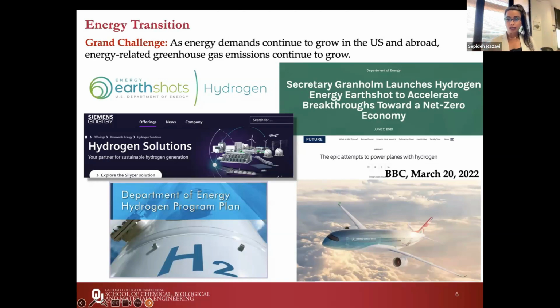So hydrogen is emerging as a very promising alternative for energy storage, where you can basically use renewables to produce energy and then store it in hydrogen, and then use hydrogen to balance this control on the demand and production of energy.